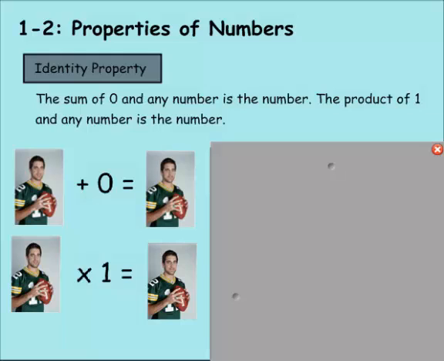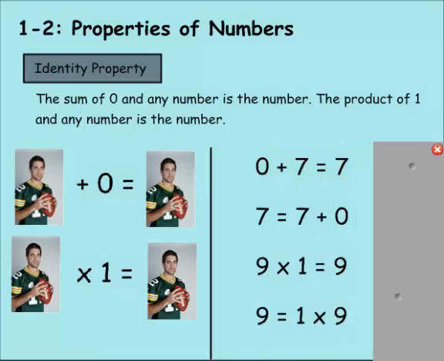Let's look at identity property. Using the best football player in the world, Aaron Rodgers, to show this one. So the sum of 0 and any number is the number. The product of 1 and any number is the number as well. The idea behind that is if I add 0 to Aaron Rodgers, his identity is still Aaron Rodgers. It's still just 1 Aaron Rodgers. If I did Aaron Rodgers times 1, it would be just Aaron Rodgers. See how that works? So identity is showing you who you are, or showing what the number is.